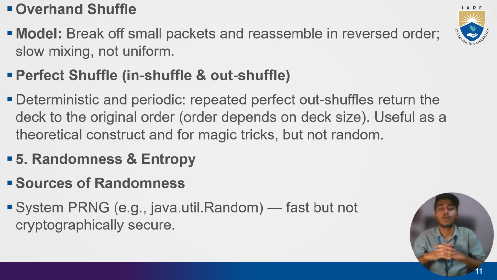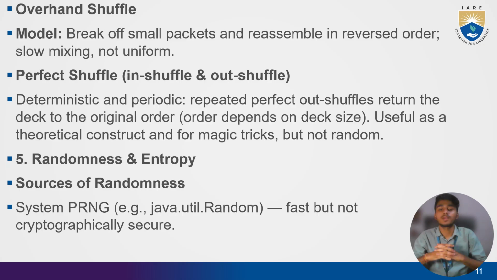Overhand shuffle model: break off small packets and reassemble in reversed order; slow mixing, non-uniform. Perfect shuffle, in shuffle and out shuffle: deterministic and periodic. Repeated out shuffles return the deck to the original order, and the period depends on the deck size. Useful as a theoretical construct and for magic tricks, but not random.